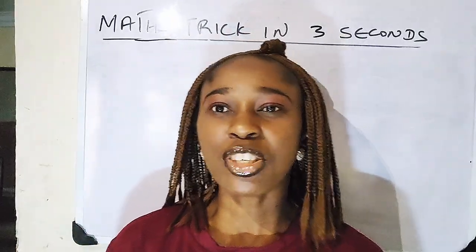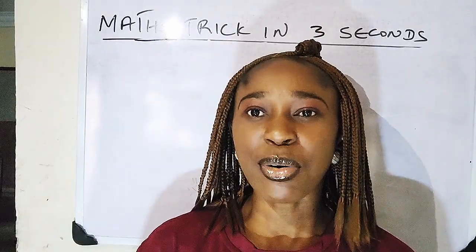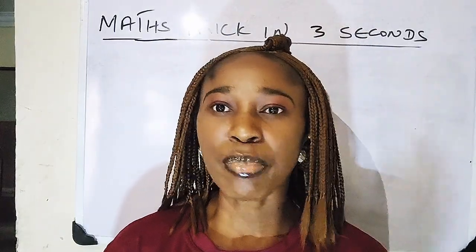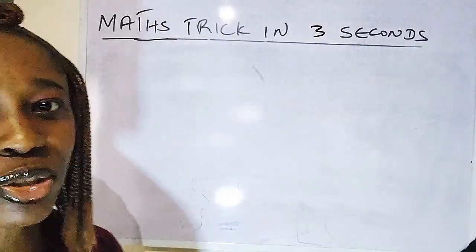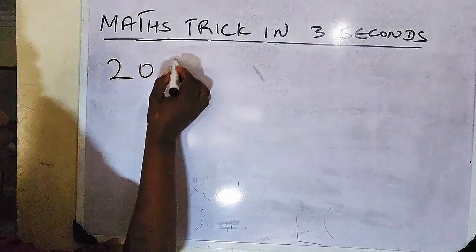Today's class, I'm going to be teaching you how to find the square of a three-digit number that has a zero at the middle. I'm going to teach you three methods, so stay tuned and watch to the end. Starting from method 1, the square of 206.